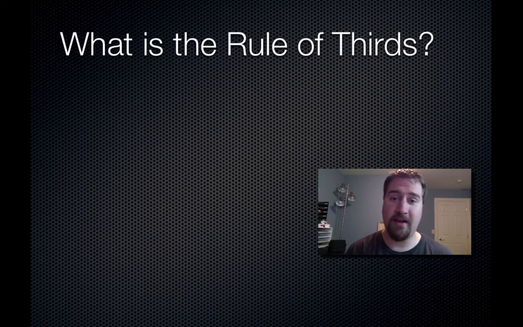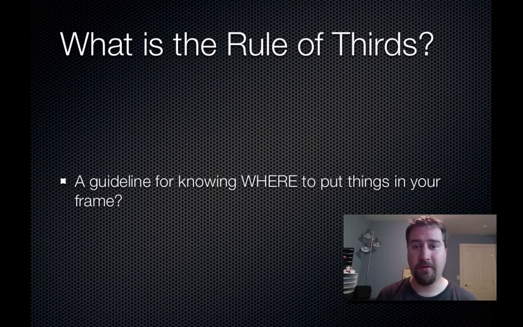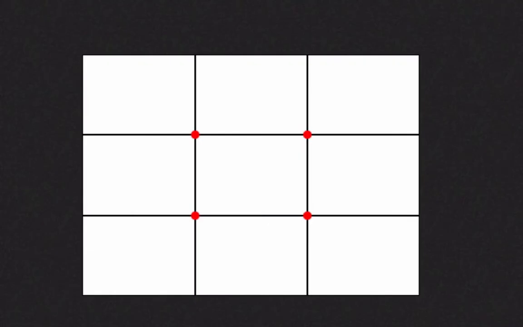Okay, let's go to your next compositional tool, the rule of thirds. What is it? The rule of thirds is basically a guideline for knowing where to put things in your frame. The rule of thirds is where you divide your frame into thirds, 3 high, 3 across, and it creates a tic-tac-toe grid across your frame.